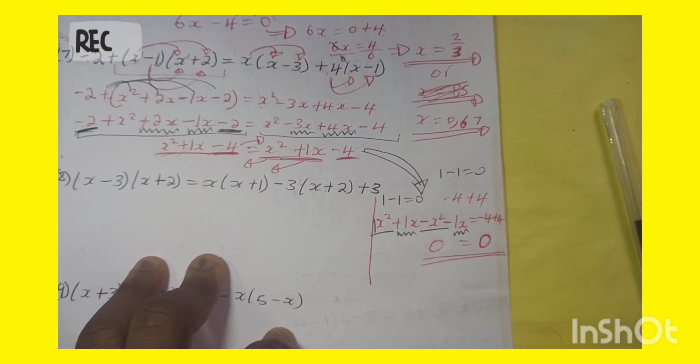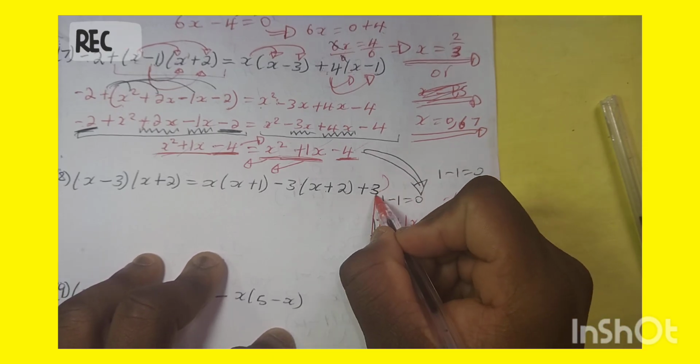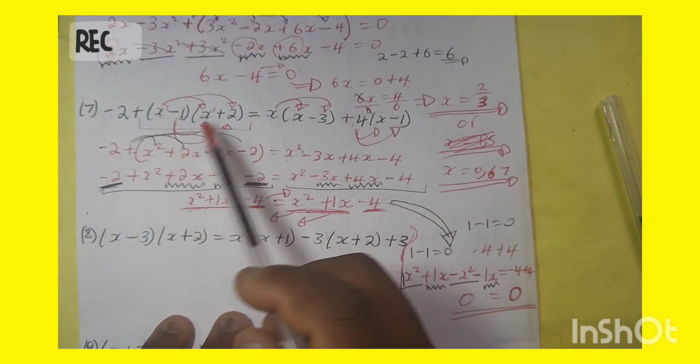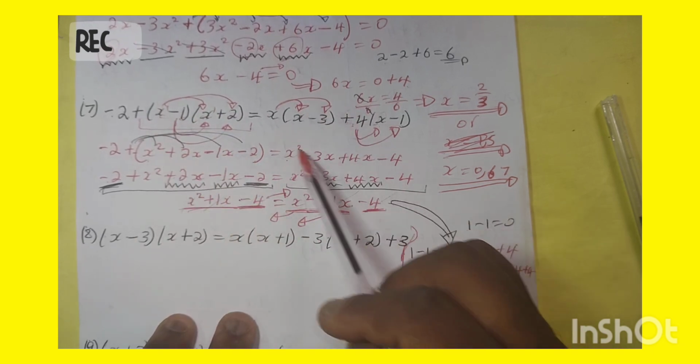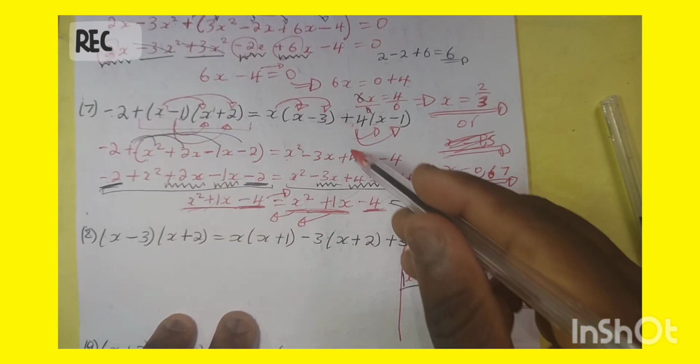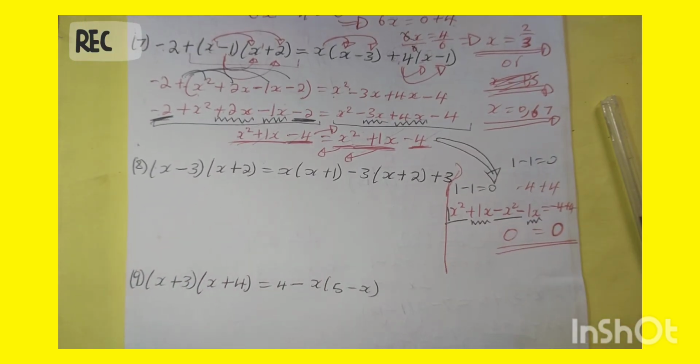In this question, I don't have any solution. The only thing that I can tell is that this equation is an identity. This side is equal to that side. Do you see? This is the identity. Then what about this one?